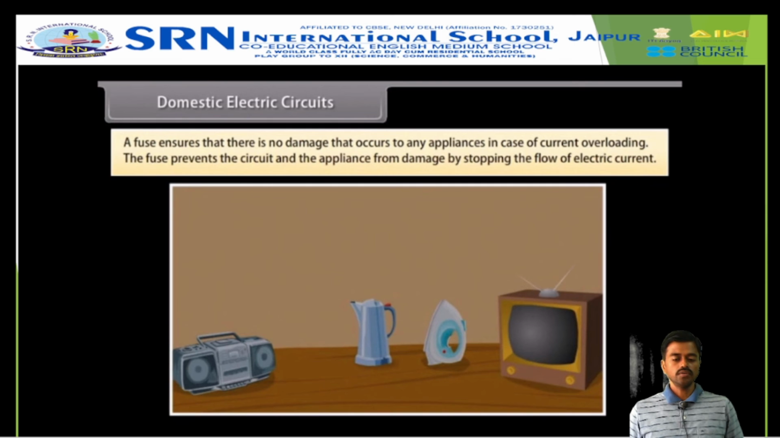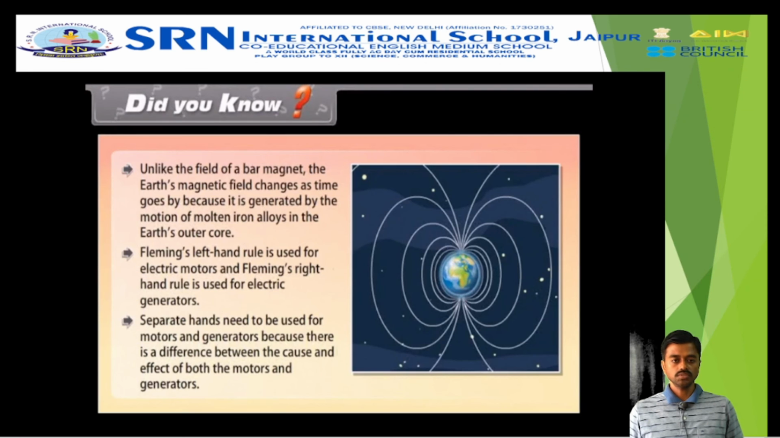For power supply there is a very important device which we use, that is the fuse. A fuse ensures that no damage occurs to any appliances in case of current overloading. It means that if a large amount of current flows through the circuit, the fuse will melt and the flow of electric current will stop, and that's why we can ensure the safety of the appliances with the help of these fuses.